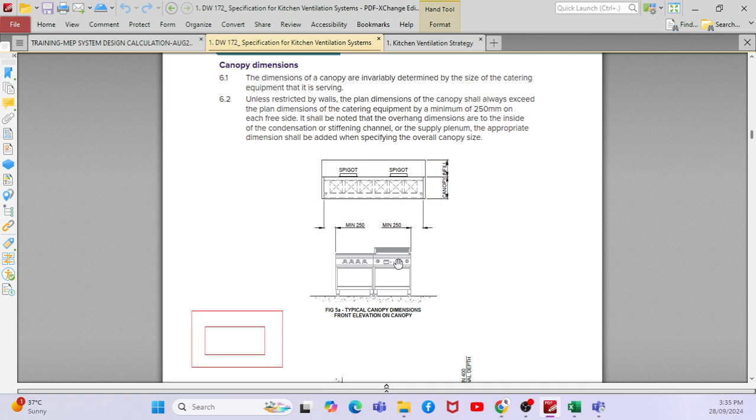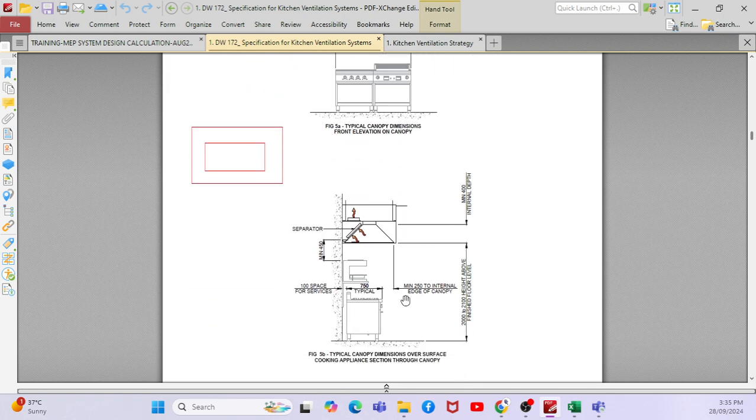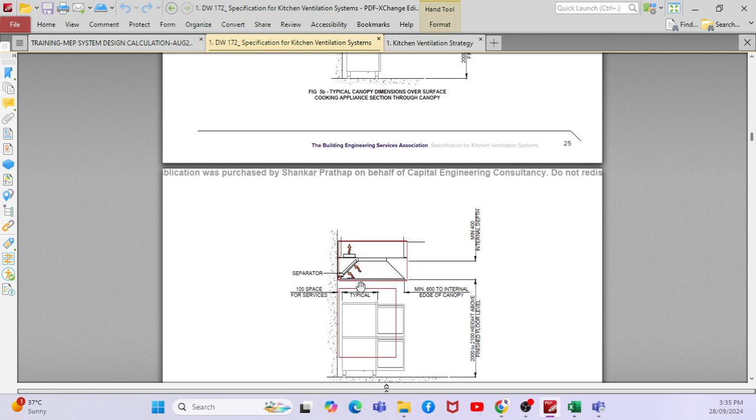For example, when you have appliances, you should have an additional 250 extra on either side. And when you look at the front side, you can see 250 again. So that means all over you have to cover 250.